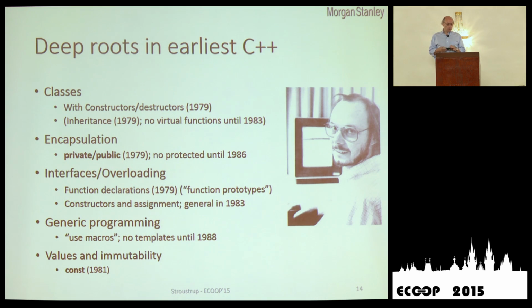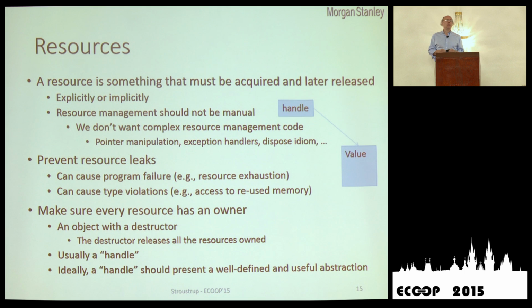I had in the early days also the notion of values and immutability, which has turned out to be useful, even though the object-oriented world doesn't seem to have warmed to that idea very much. But I never could understand how you could program without knowing that at least some of your data didn't mutate, or could control when it mutated. So a key thing in C++ is a resource. A resource is something that you acquire from somewhere and have to release later. Usually you acquire it explicitly, how else do you know you want it?